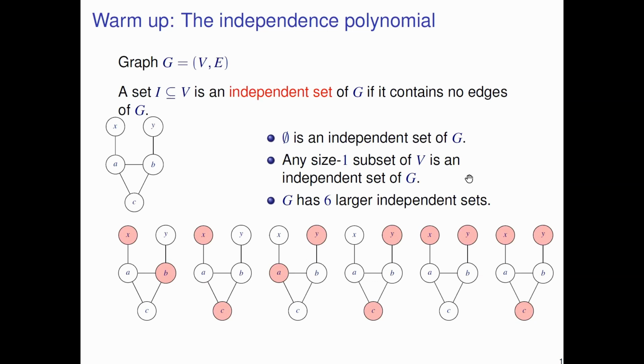So we've got a graph G, and we know what an independent set is: a set of vertices with no edges. I've drawn a picture here of the independent sets of G, and we're going to make a polynomial out of them. There's an independent set with no vertices, and any set with one vertex is independent, and so on. I've enumerated the independent sets of this particular graph.